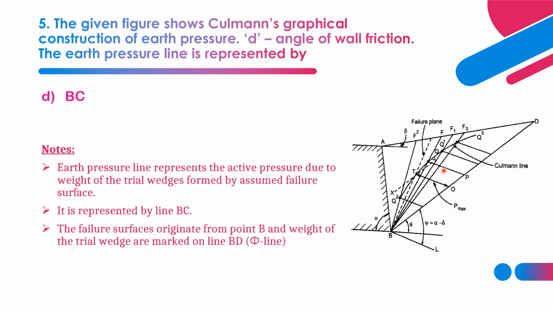In this diagram also you can clearly see BC is the earth pressure line, BD is called the phi line, and the line joining these points is called Culmann's line. That is the Culmann's line, and here you can see the failure plane, tangent to which is the failure plane. This is one theory regarding earth pressure. We have many more theories like Rankine's, Coulomb's wedge theory, and now we have seen Culmann's graphical construction. We shall move on to the next question now.